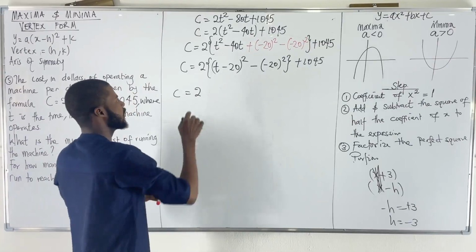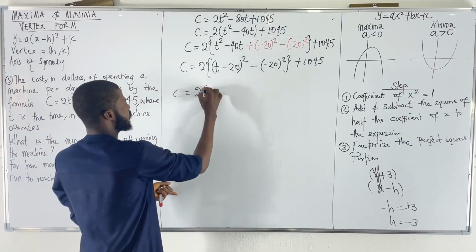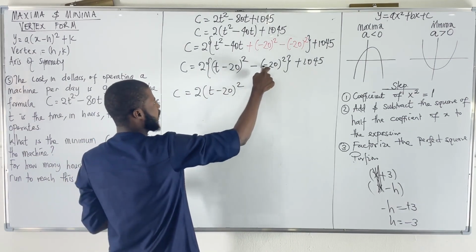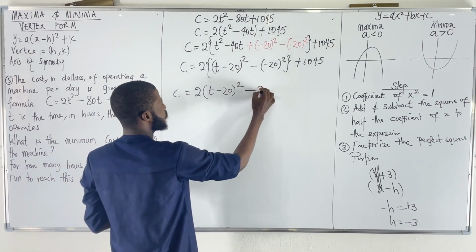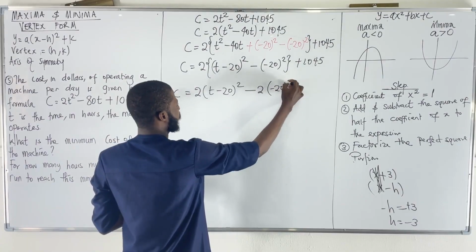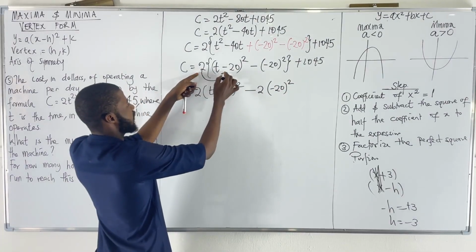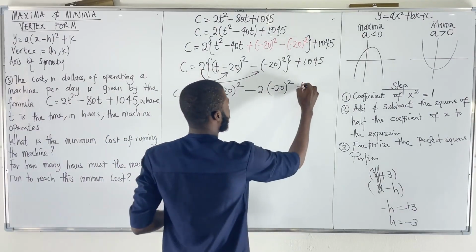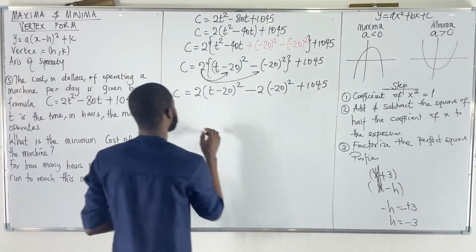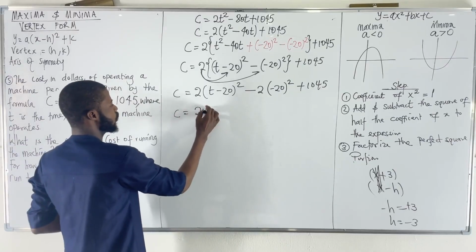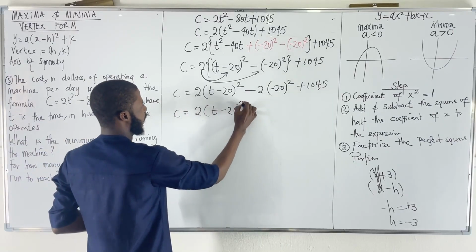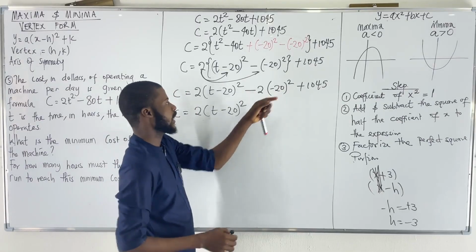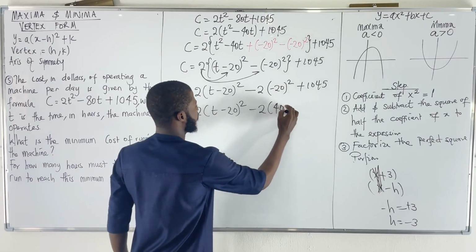Now I want to expand. 2 will times this, so this is 2 into t minus 20 squared. Then 2 would also multiply this, so this is minus 2 into minus 20 squared. Look at it: 2 will times this, then 2 would also times this, and then plus 1045. So we have 2 into t minus 20 squared, and then minus 2. What is minus 20 squared? Minus 20 squared is 400.